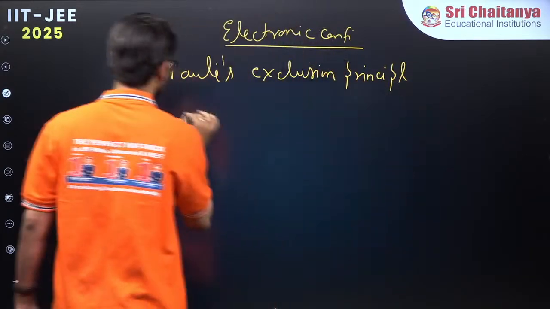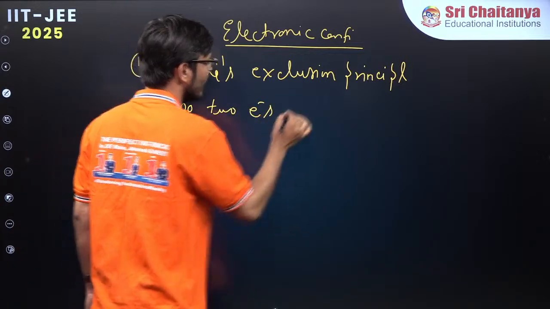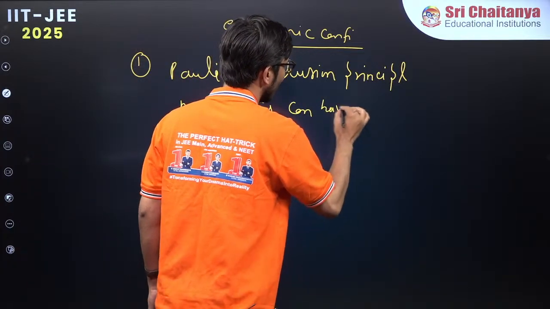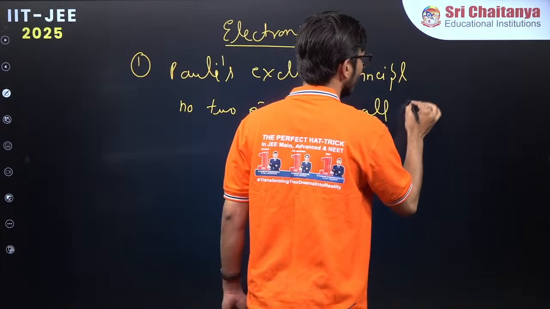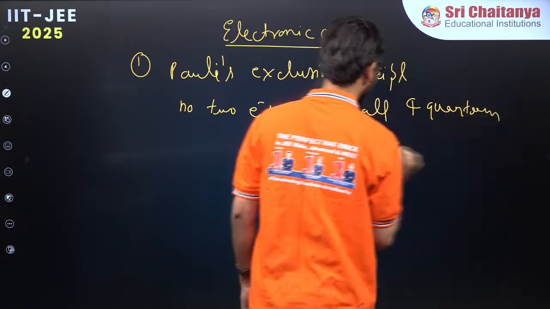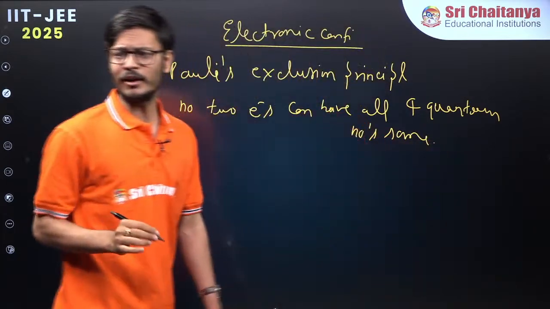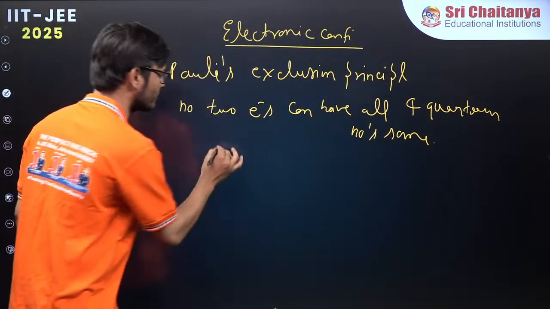It says that no two electrons can have all four quantum numbers the same. What is the meaning of it, sir? Explain to me the meaning of it. Okay, let us come to the meaning.